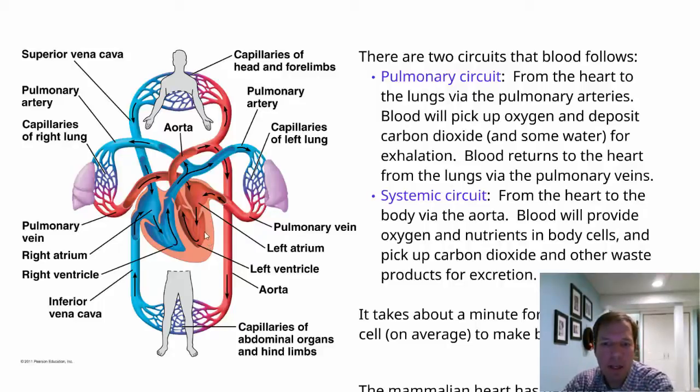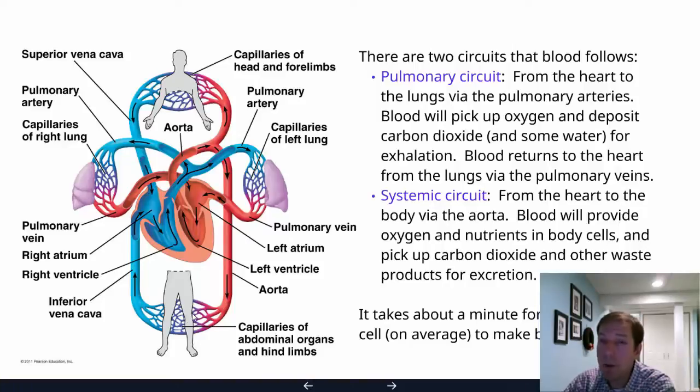So there's going to be blood pumped out from the left ventricle through the aorta, and that aorta will then branch into many, many different arteries, some of which head towards the very top of the body and others heading down towards the bottom of the body. The part at the top and the very bottom are both part of the systemic circuit.